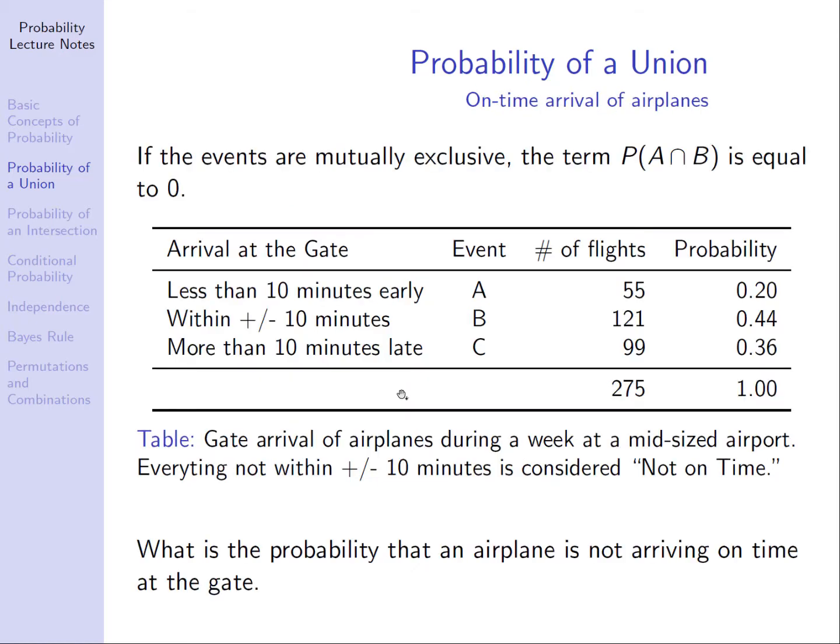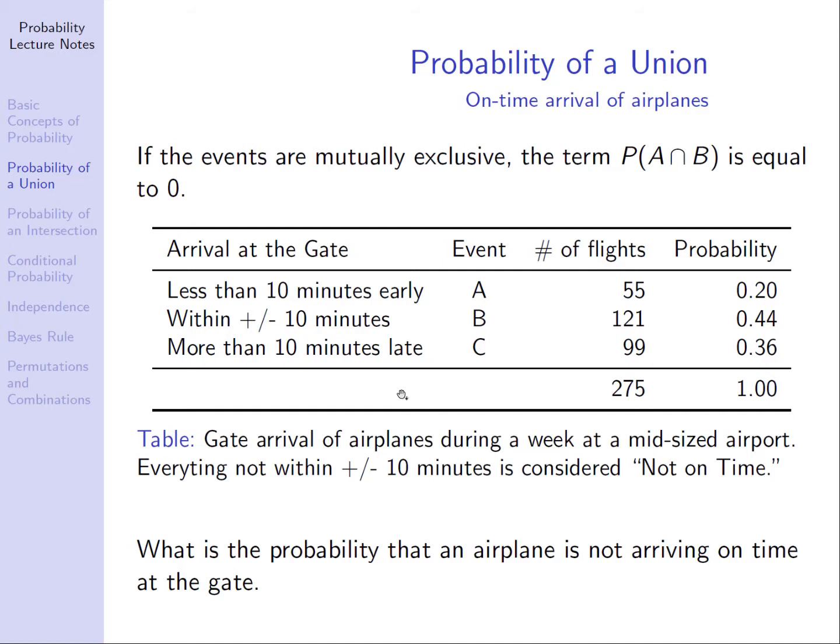The last example that we are going to talk about is on-time arrival of airplanes. Note that if the events are mutually exclusive, which means that the events cannot happen at the same time, then the intersection between the events is always going to be 0. So consider the 3 events A, B, and C, and those are the arrival of airplanes that are less than 10 minutes early, which is event A. Within plus or minus 10 minutes arrival at the gate is event B, and more than 10 minutes late is event C.